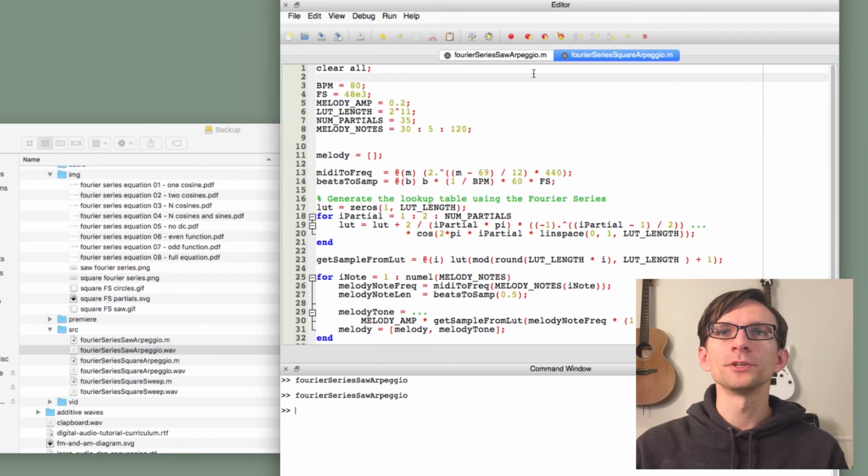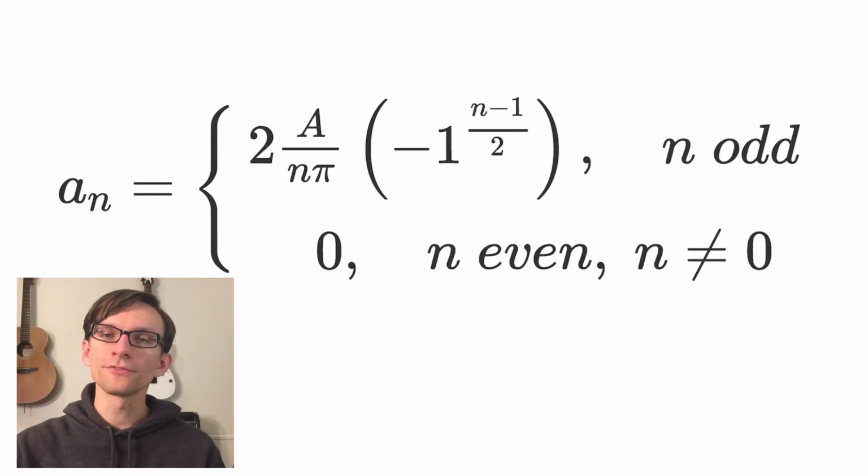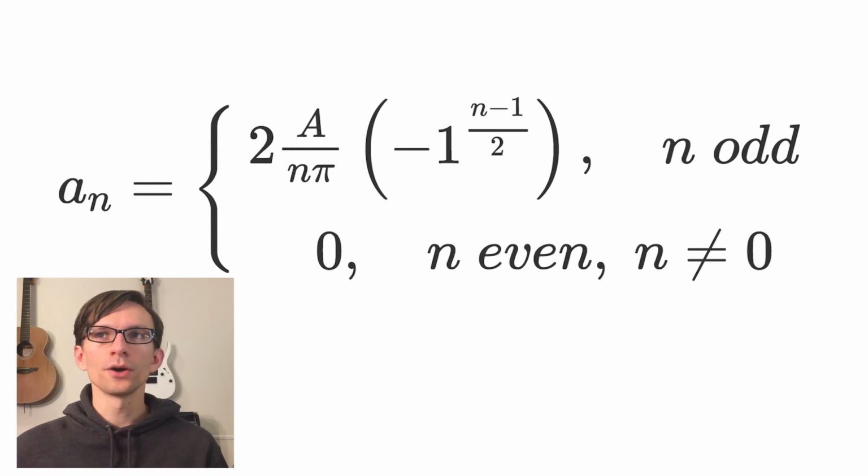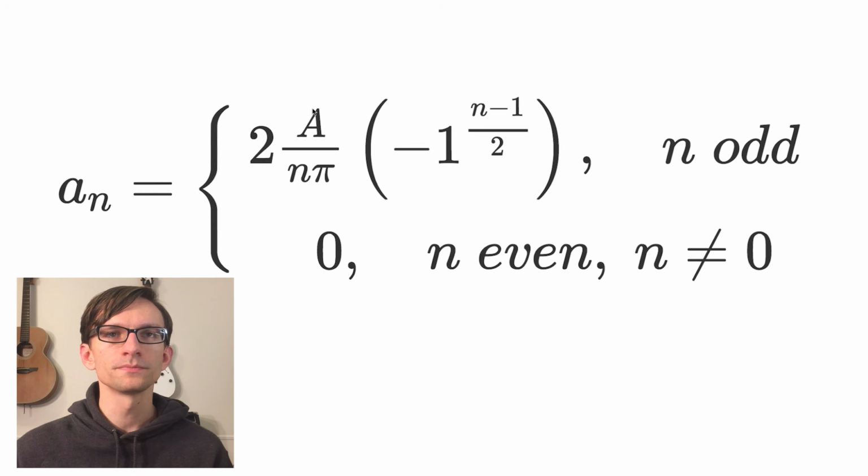Let's do one more quick example in Octave where we generate the Fourier series for a square wave. We can use this Fourier series representation of our square wave that tells us that we only need the A coefficients, or only the cosine parts, and we also only need the odd values. We can see this because our A coefficients are 0 if n is even and n is not equal to 0. Our cosine coefficients for the odd harmonics are going to be 2 times the amplitude over n pi times the quantity -1 to the power n minus 1 over 2.